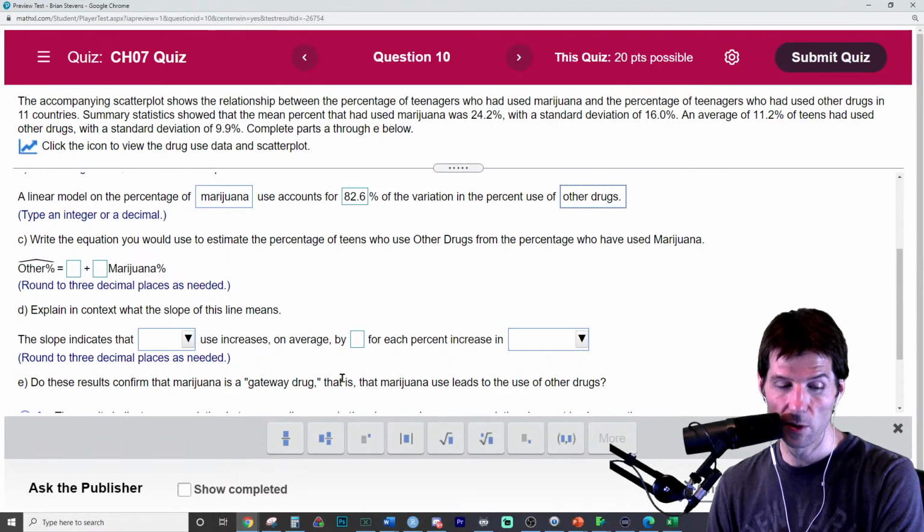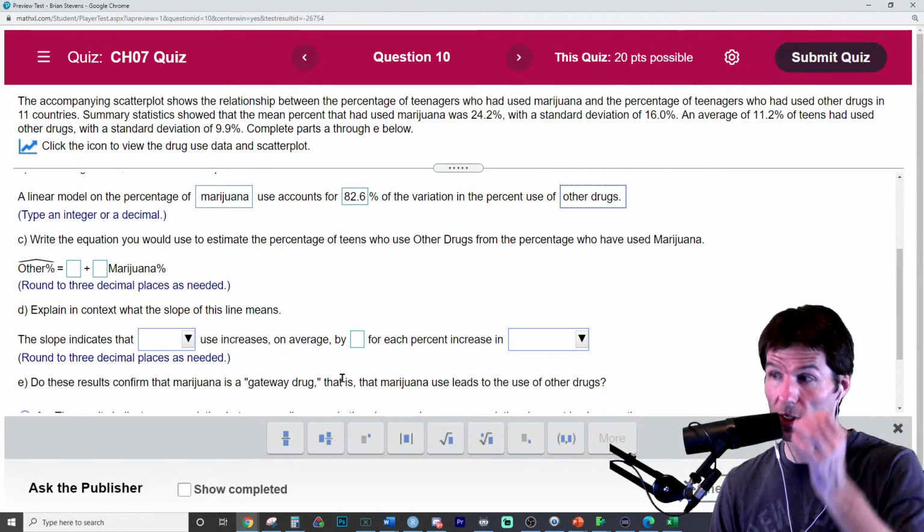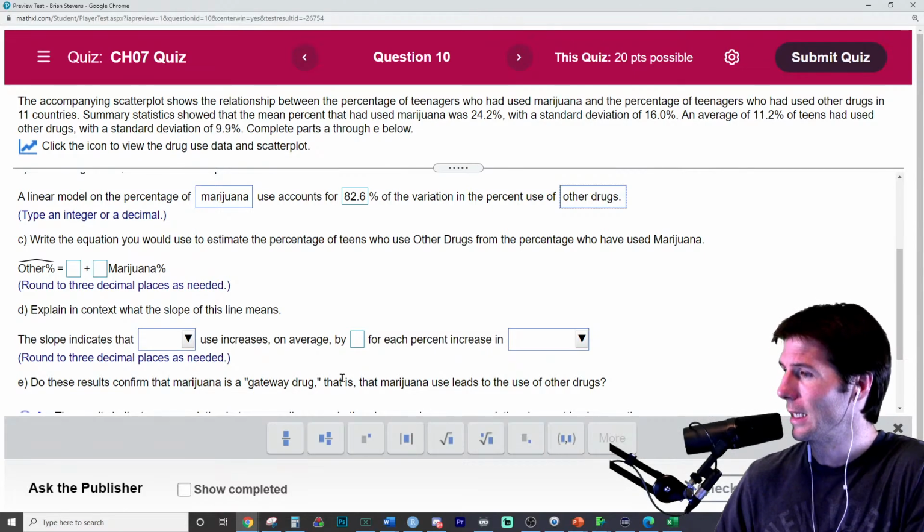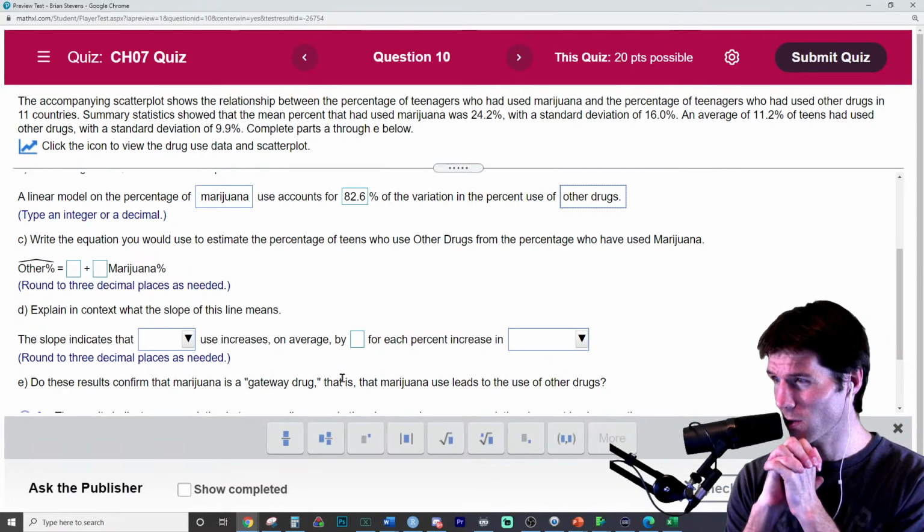Write the equation you would use to estimate the % of teens who use other drugs, and that's where it gets a little tricky. Hopefully we got 19 minutes to class, so I might go a little quick, sorry.